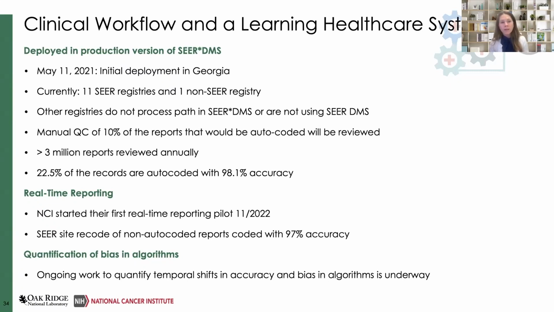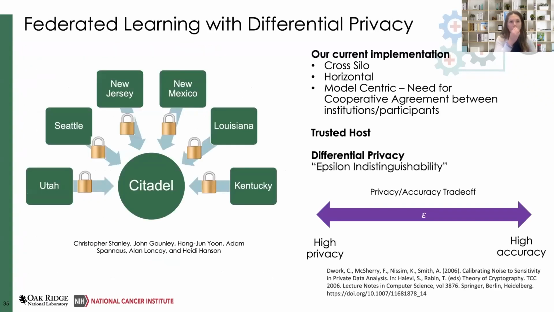We are also working to quantify temporal shifts in accuracy and bias in algorithms. What can happen is that once you create an algorithm, as the data shift, as things shift, the model is no longer as accurate. So that accuracy shifts over time. We are quantifying what those temporal shifts look like. We haven't seen anything large on our side, but we are keeping that in mind and working on correcting any algorithm bias that might exist.